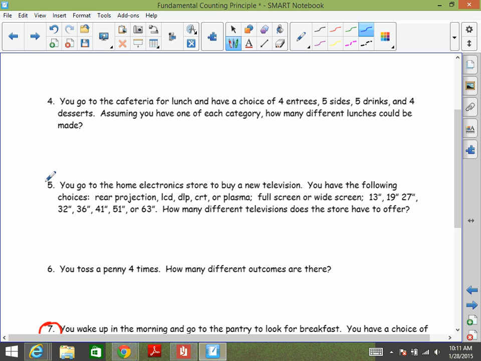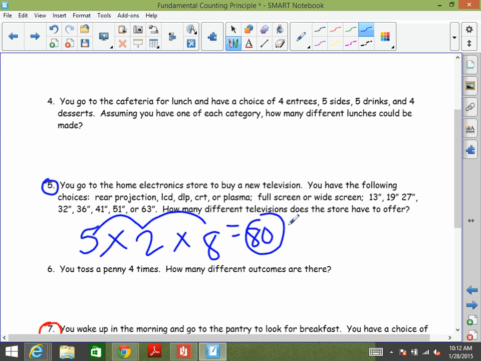Number 5. You go to the home electronics store to buy a new television. You have the following choices: rear projection, LCD, DLP, CRT, or plasma. How many? Next, full screen or widescreen. How many? Next, 13-inch, 19-inch, 27-inch, 32-inch, 36-inch, 41-inch, 51-inch, or 63-inch. 8. All right, 5 times 2 is, 10 times 8 is 80.